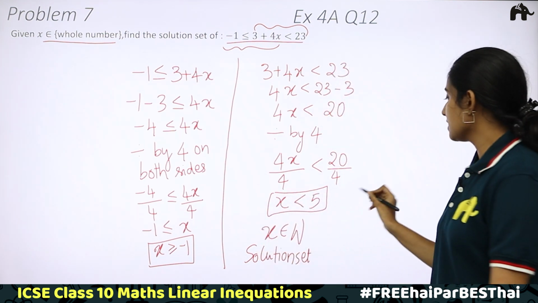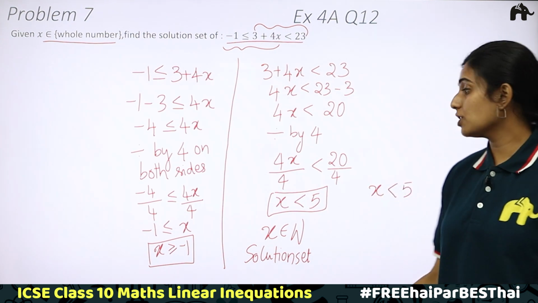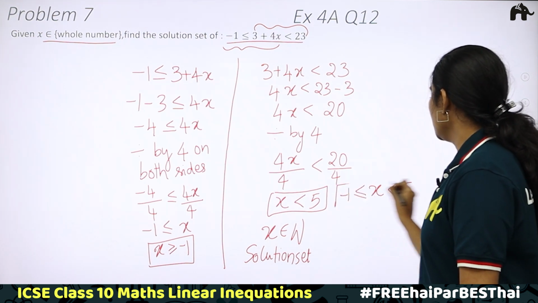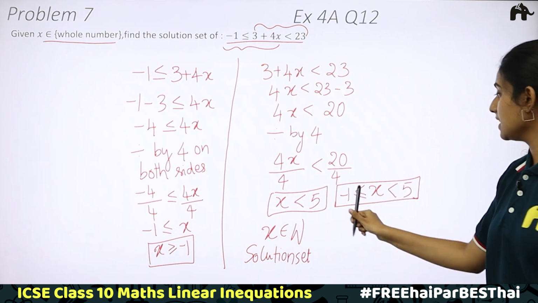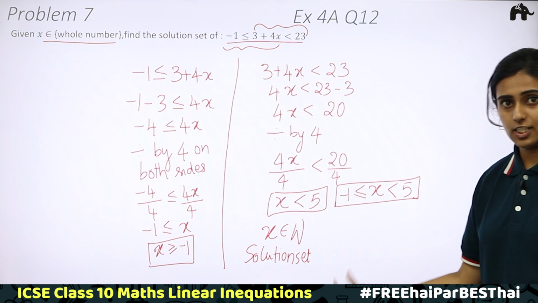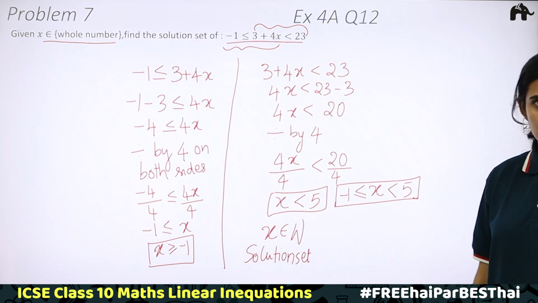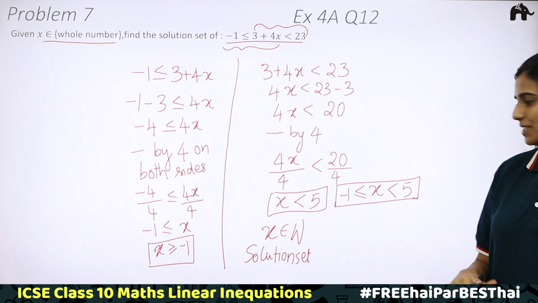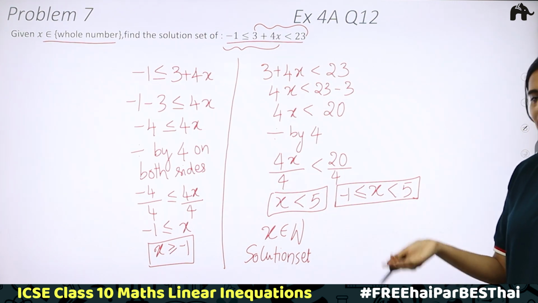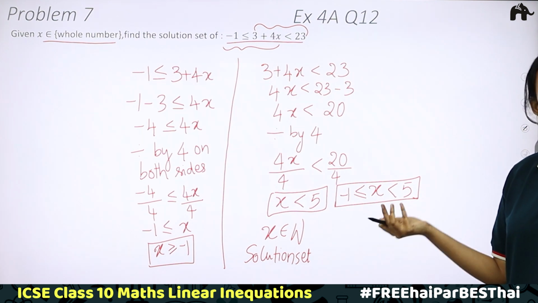We can write x as x less than 5, also greater than or equal to minus 1. This is our final condition for x. Minus 1 less than or equal to x less than 5. Now x belongs to the set of whole numbers. We cannot include negative numbers. So x equal to minus 1 is not possible. The next number is 0. Can we include 0? Yes, 0 is a whole number.